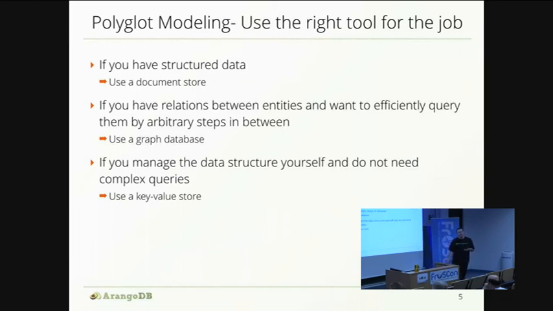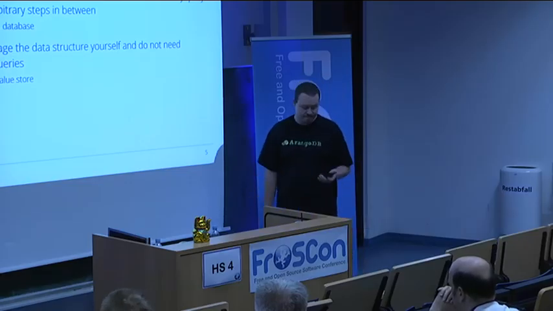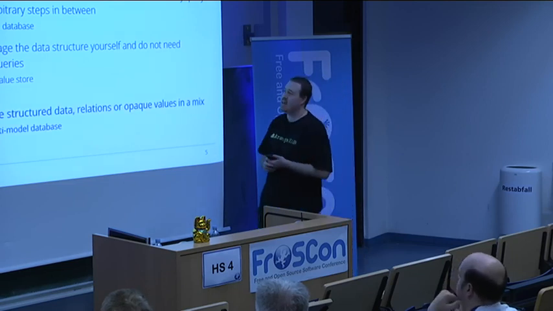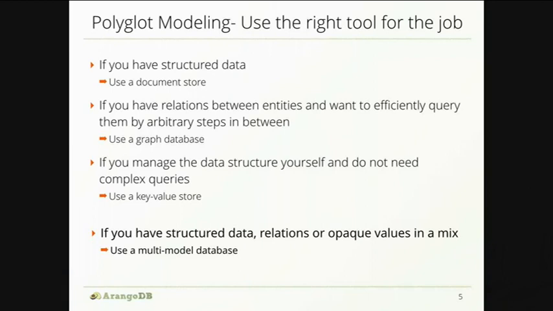And if you have relations between these objects, and you want to query them efficiently along the paths, then you should probably use the graph database. And if you say, OK, I don't care, I just want maximum performance, I don't want to query on attribute level, and I want to manage the structure myself, then you can use a key value store, because that is really fast on that point, and you can scale it endlessly. But if you have a mix of these, and I think most applications actually have that, then you could use a multimodal database. And what a multimodal database is, I will tell you in a few minutes.